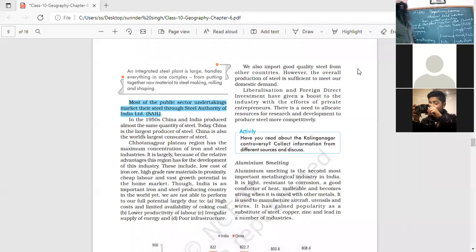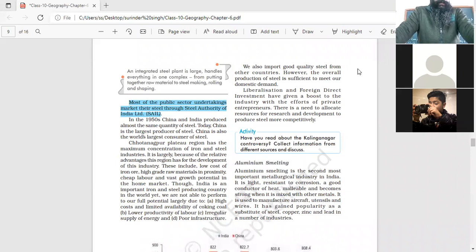Salem steel plant, place is Salem, state is Tamil Nadu. It is also managed by the public sector.